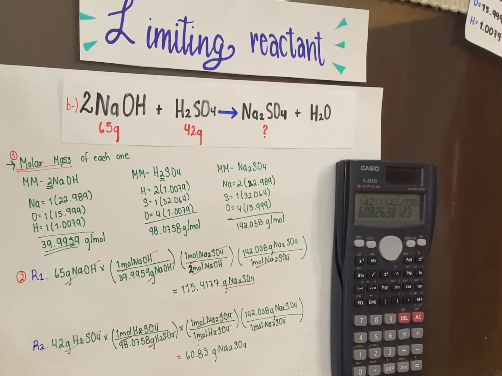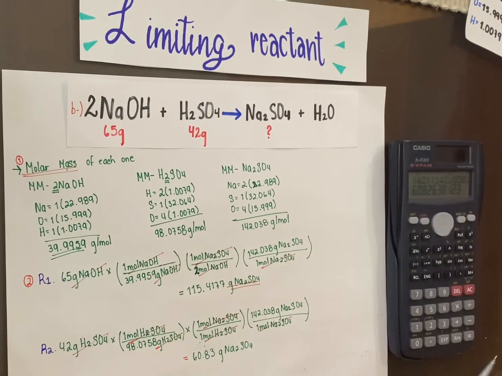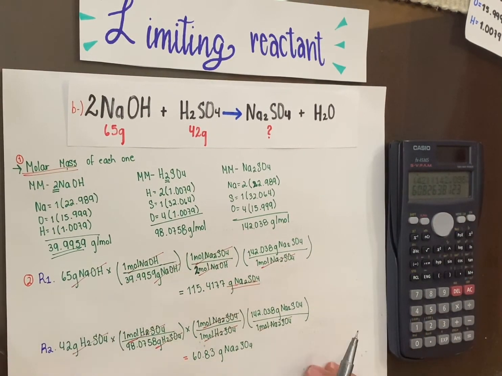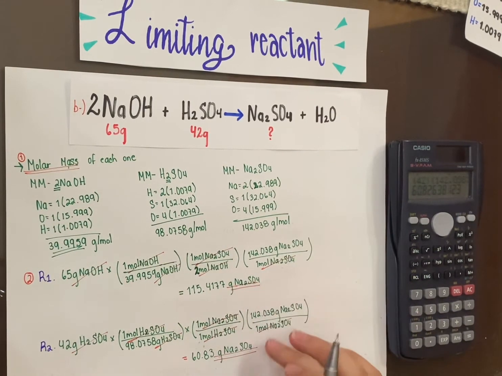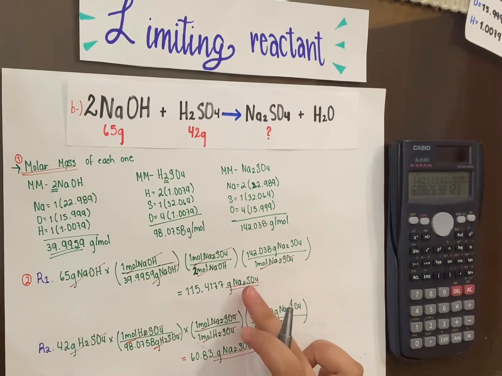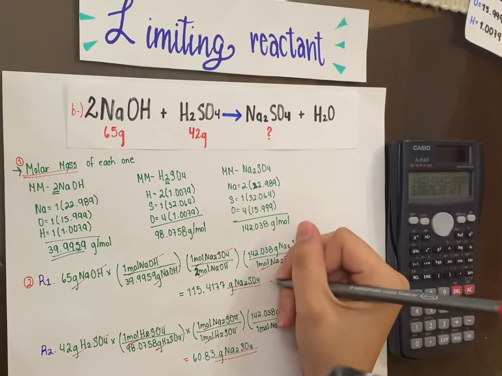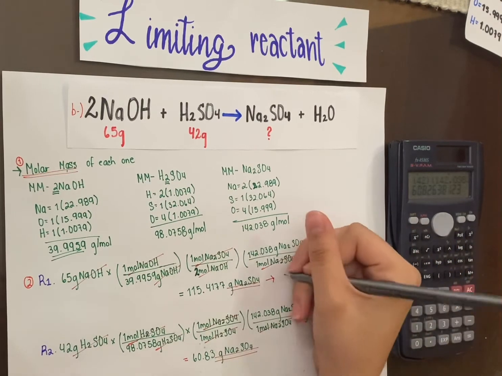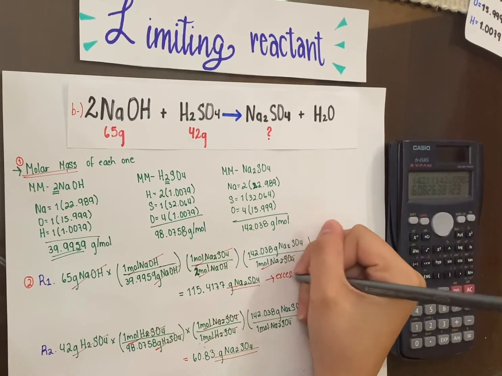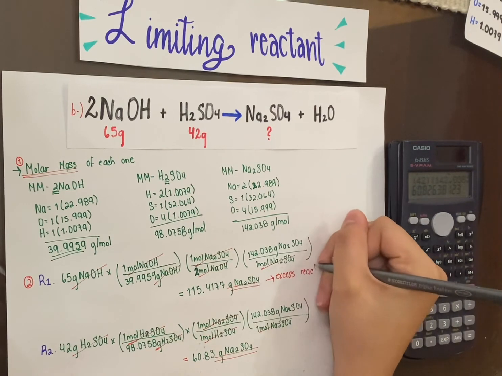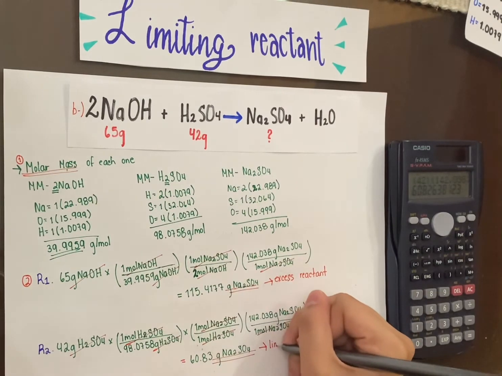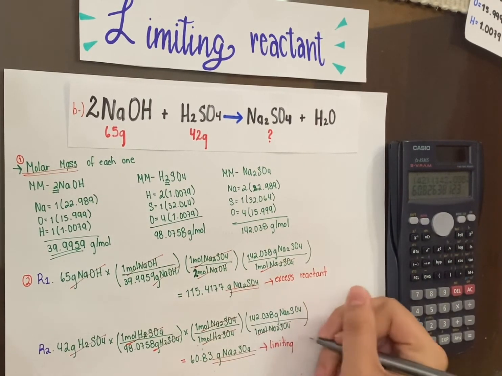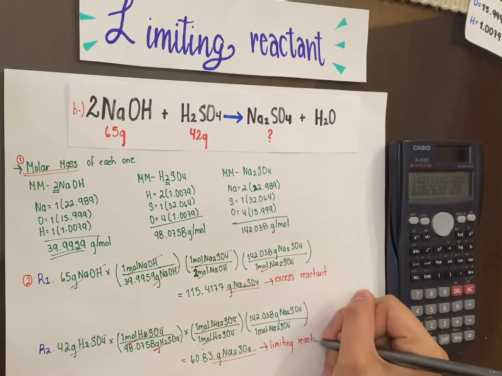So I have the two values of my reactant 1 and reactant 2, and we can see that the difference is very big, and this is the excess. Why? Because it's the biggest value. Excess reactant. And the last one is my limiting reactant.